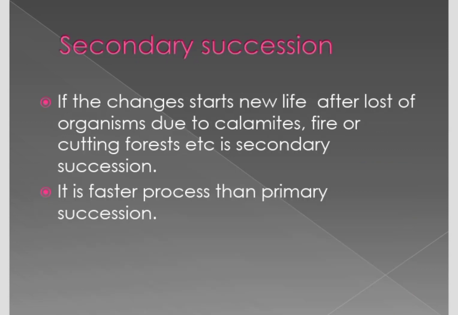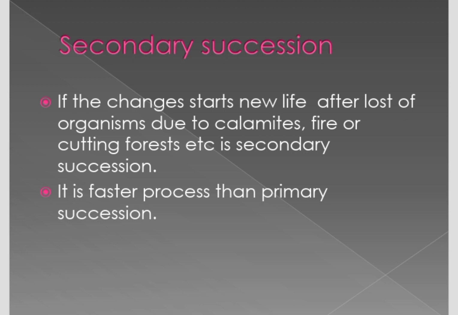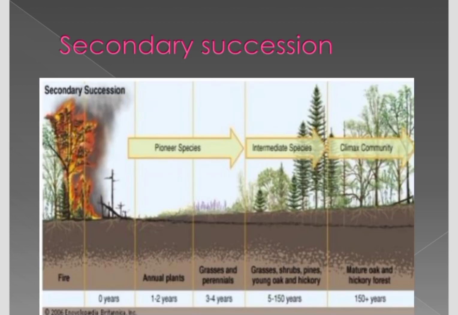Secondary succession: once upon a time life was already there, but it was lost due to calamities, fire or cutting of forests, whatever it is. After that, life starts again due to changes in the environment. That is called secondary succession. For example, after a fire accident, after so many days the pioneer organisms will start, and later climax community trees will start. Actually, this is a faster process, because in primary succession the soil and everything has to be produced, but in secondary succession, once upon a time there was life, so everything is there except the living organisms. So this is a faster process.